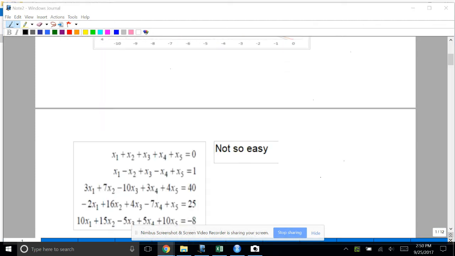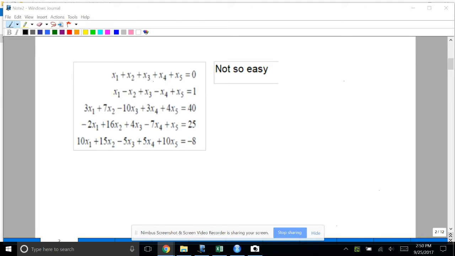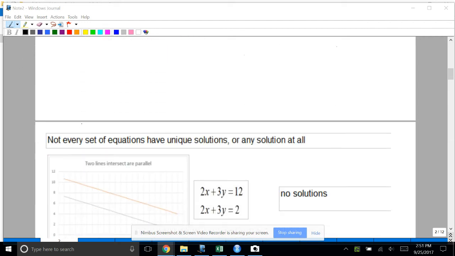All right, so not every simultaneous equation is as easy as that. This is a hard one. We have 5 equations and 5 unknowns. So we have x1 through x5. And we have 5 equations, and doing a lot of substituting here would be kind of a pain. But thank goodness we have some Excel and R type problems or solutions to this problem.